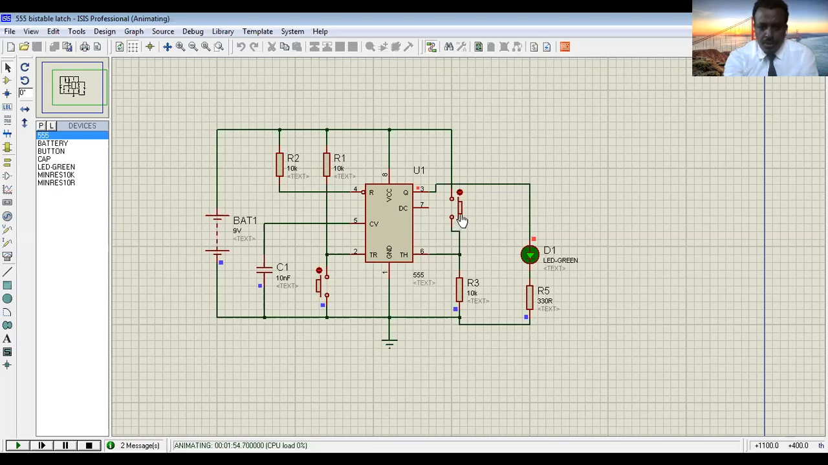Okay. Now you can see when you apply input, it changes state, and it remains off. When you apply, it will change state. So both states are stable. That's why we call it bi-stable mode.